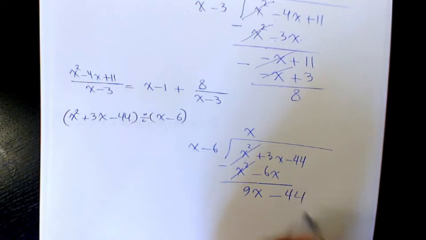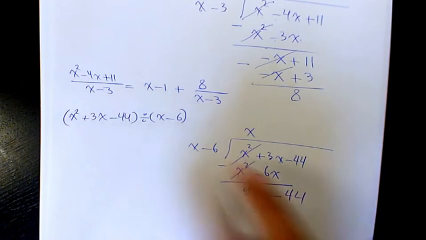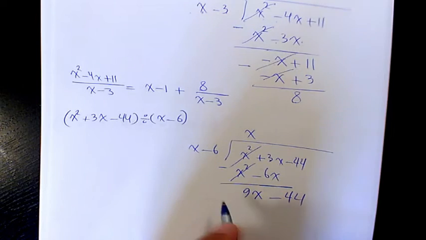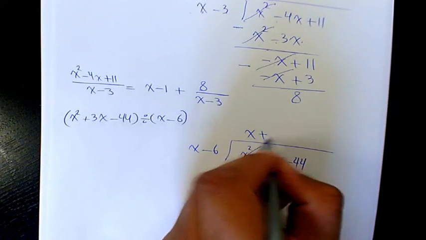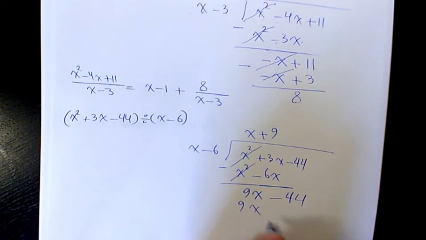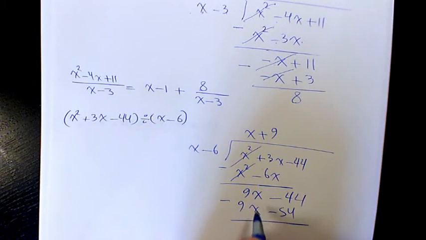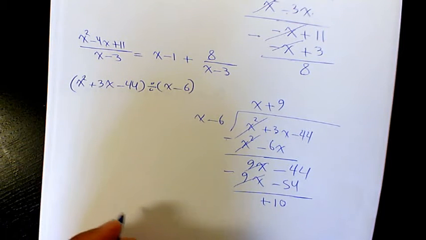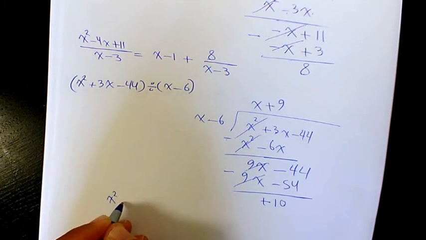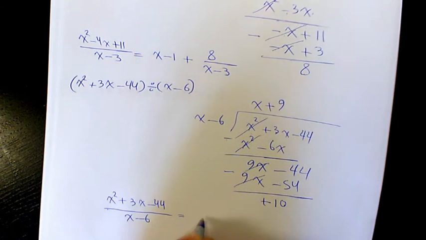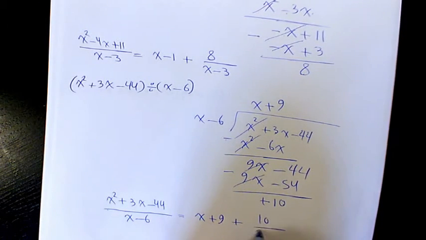Bring this one down. You need to always have the same number of terms as in here. That's why you need to bring this down. If you had 3 terms here, you need to have 3 terms in here. So you needed to bring 2 terms down. 9x divided by x is going to be 9. So 9 times x, 9x. 9 times negative 6 is going to be negative 54. Now you subtract it. 9x minus 9x is going to be 0. Negative 44 minus negative 54 is going to be plus 10. So that's going to be x squared plus 3x minus 44 divided by x minus 6 equals x plus 9 plus 10 divided by x minus 6.